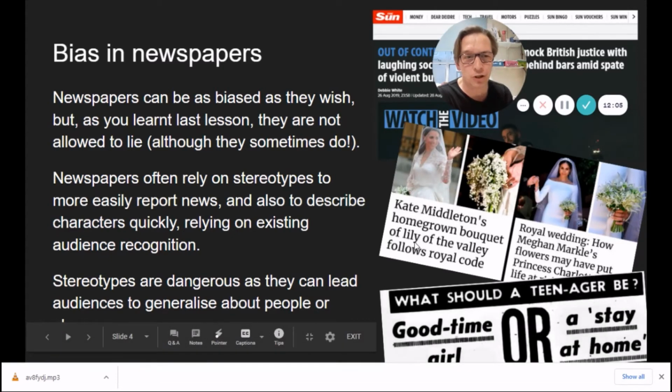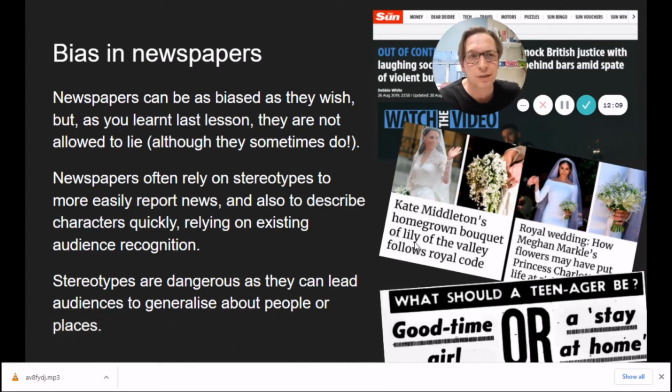Here we go. What should a teenager be? Good time girl or a stay-at-home? Well, we're all stay-at-homes at the moment, aren't we? But if you think about that newspaper story there, obviously they're using stereotypes of teenagers. Now, we've got two extremes here. Are you a good time girl or are you a stay-at-home? Well, I think that we all know that that's a ridiculous generalisation. People don't fit neatly into two categories.